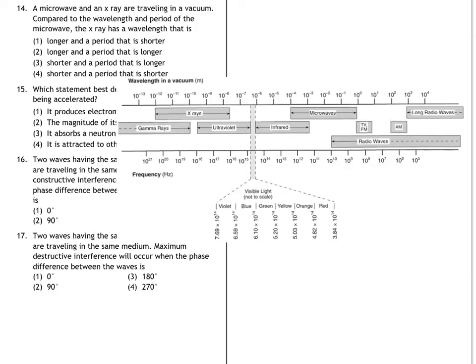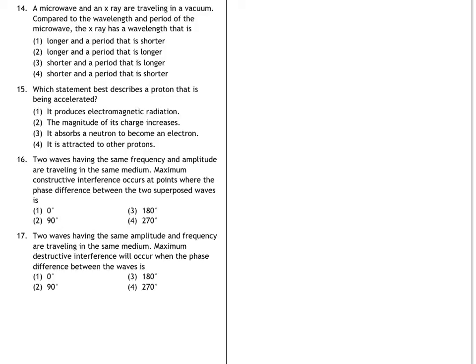So the first thing to point out is just to use the electromagnetic spectrum to say that X-rays and their wavelengths will compare to microwaves in that the wavelength, which is up here, of an X-ray is like, let's say 10 to the negative 10. But a microwave, it's like 10 to the negative 2. So X-rays have a much smaller wavelength. That means that the answer cannot be 1 and it cannot be 2. So let's take those out.